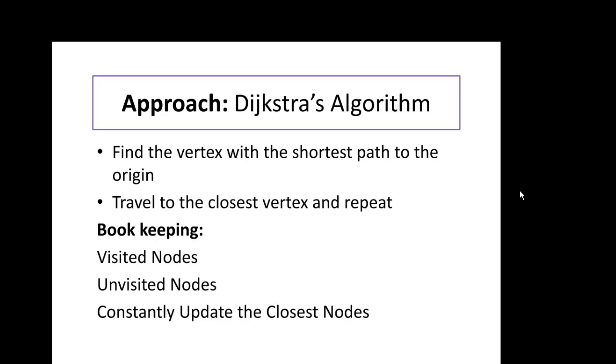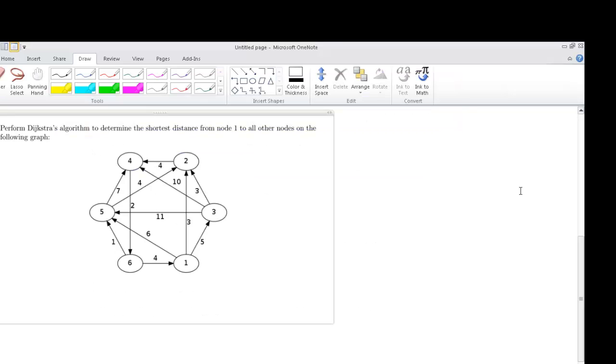One thing to keep in mind though is there's quite a lot of bookkeeping. That means that we have to constantly keep track of the visited nodes, unvisited nodes, and update the closest nodes. So those are just words. Let's get into a problem. We have our graph here and we are asked to find the shortest distance from node 1 to all the other nodes. The first step is to create an adjacency matrix to represent this graph.